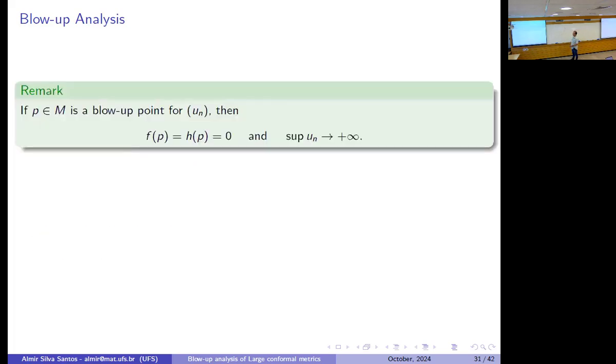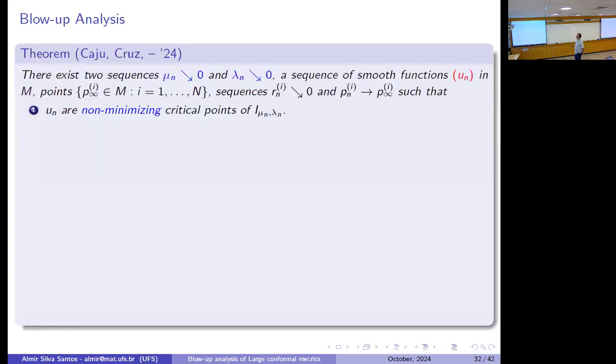So what you have as a consequence of these two lemmas is that if P is a blow-up point, then f and h have to be 0 at that point, and the function has to go to infinity. So the main result that we found is the following. There exist two sequences, one going to 0, sorry.